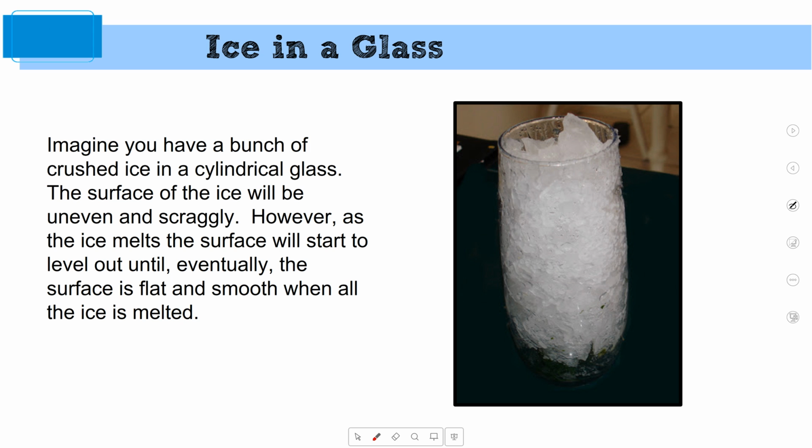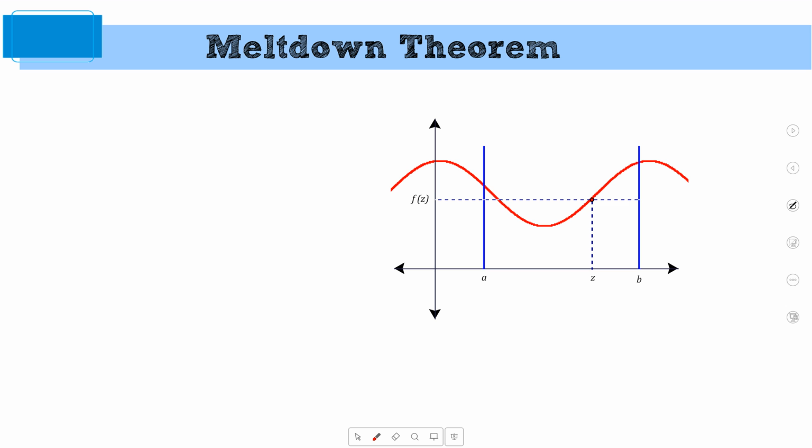This is what I think is a pretty good example of how the mean value theorem works. So our function is going to be the ice. There's our function. My interval are the sides of the glass. So the sides of the glass are the A and the B. Inside there I have the function. The function extends outside the glass a little bit. Deal with it.